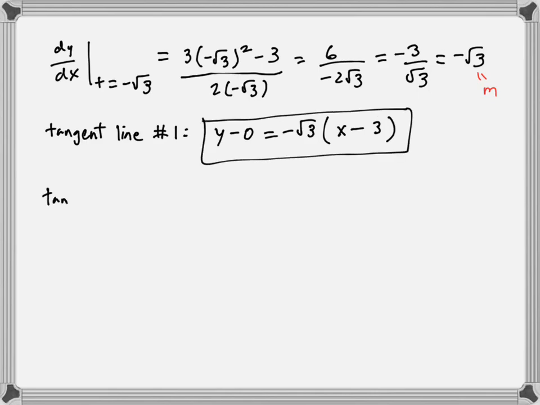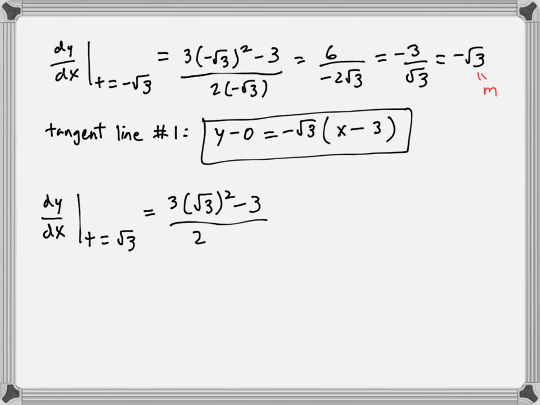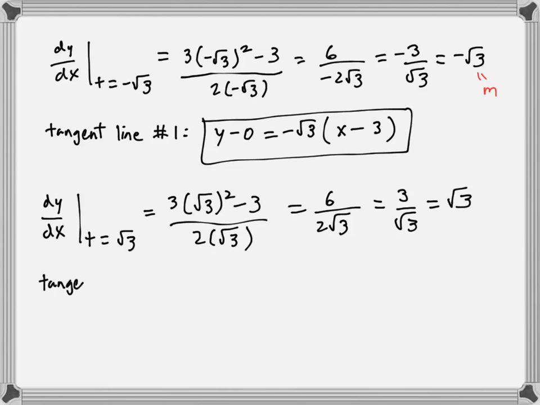Okay, what about tangent line number 2? Oops, I shouldn't write this yet because we still need to find dy dx there, right? So what is dy dx when t is positive root 3? So this is going to equal 3 times root 3 squared minus 3 over 2 times root 3, which is equal to, still 6 on the top, but this time over 2 root 3. This is just 3 over root 3, which is root 3. And so we found our second tangent line. Tangent line number 2 is y minus 0 is equal to root 3 times x minus 3.